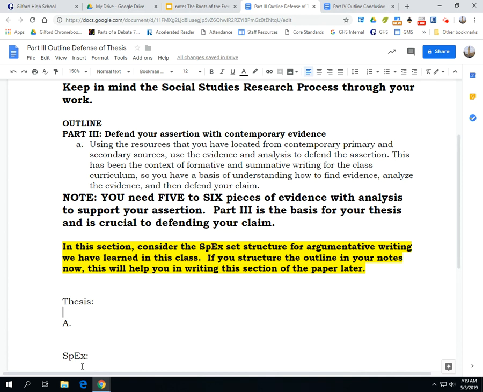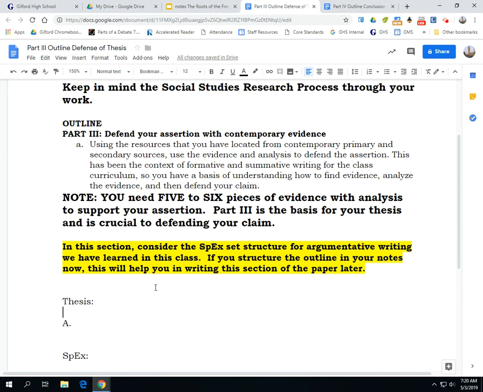So by now you've created your introduction, you've created your historical evolution, and you've stated what your actual thesis is going to be. Part 3 of your paper will be the most substantial part of the paper that you create, because this is the part where you're going to find 5 to 6 pieces of evidence with analysis to support the thesis that you have come up with.